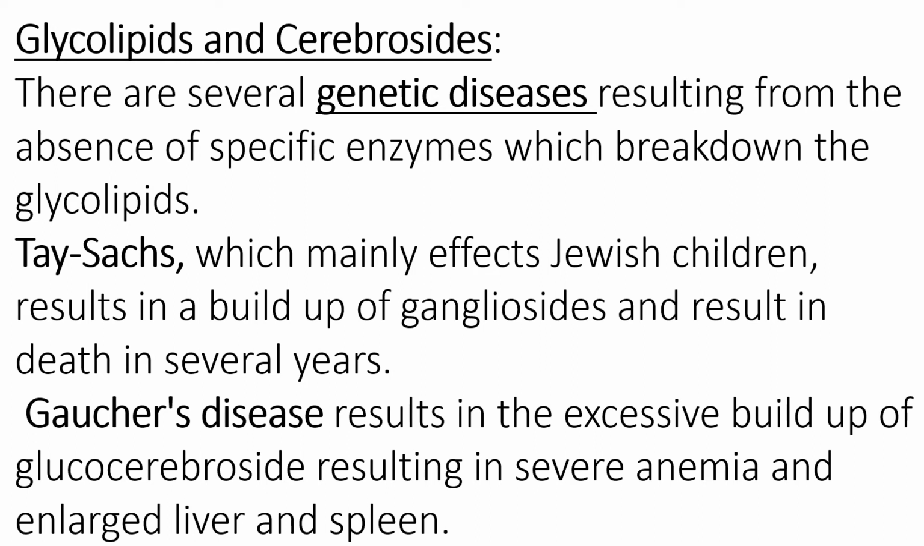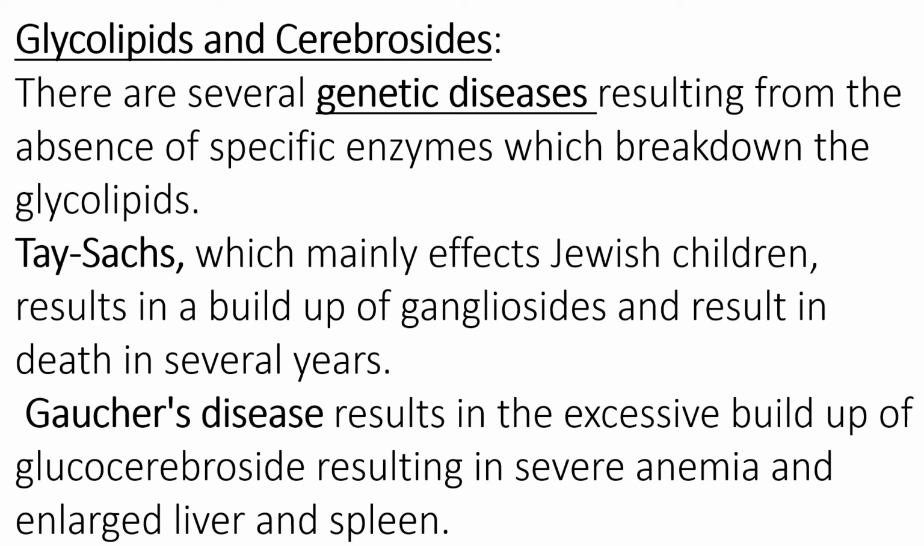One is related to the degradation of the ganglioside, that is called Tay-Sachs disease. In Tay-Sachs disease, the enzyme which is mainly concerned with the breakdown of the ganglioside is deficient. Jewish children are mainly affected by this disorder, and it results in death in the early years of life. Gaucher's disease actually is a disorder which is related to the degradation of the glucocerebroside.